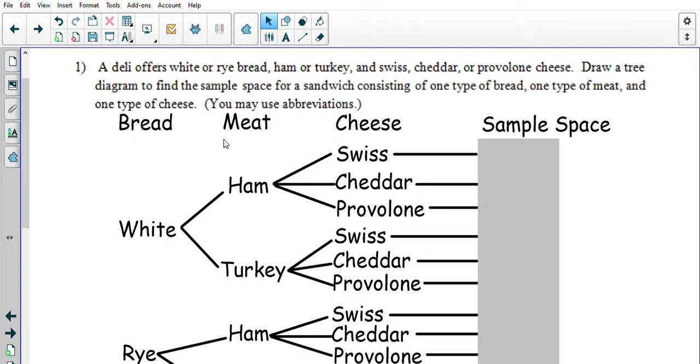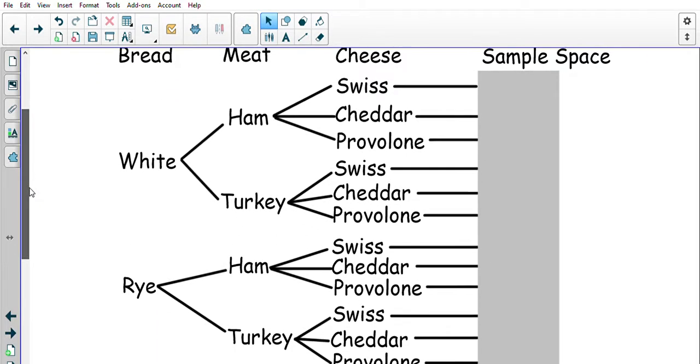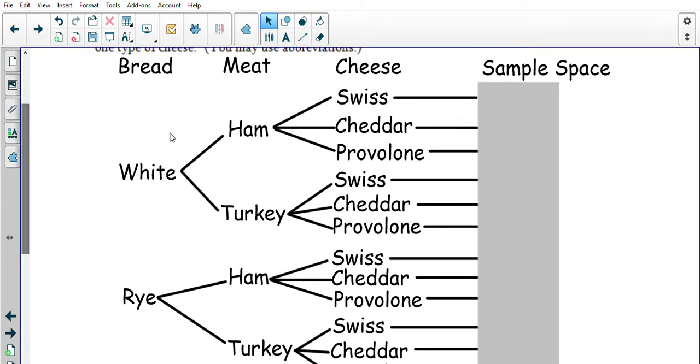So for bread, we have 2 choices, white or rye. For meat, we have ham or turkey. So off of white bread, I've got ham and turkey. Off of rye bread, I have ham and turkey. And then off of each of these, there's 4 of them here, I have 3 choices for cheese. So I'm going to list Swiss, cheddar, and provolone off of each of these. It's really important that if I have 3 branches off of this one, I have the same number of choices for this one, and this one as well.